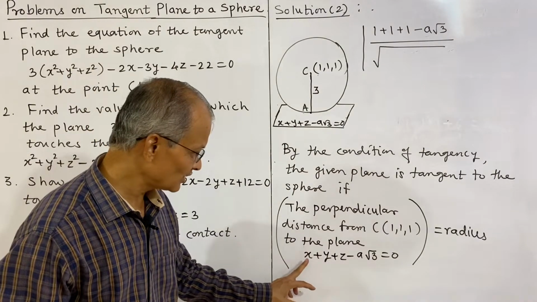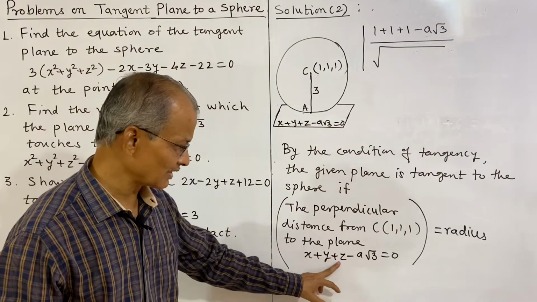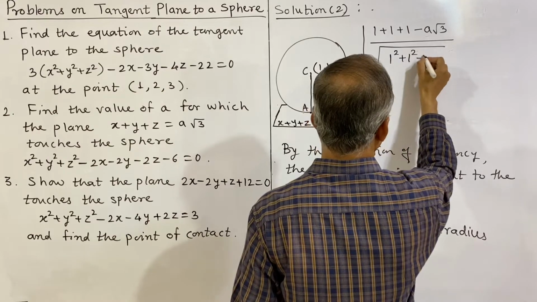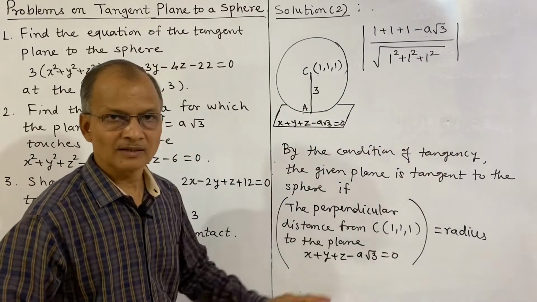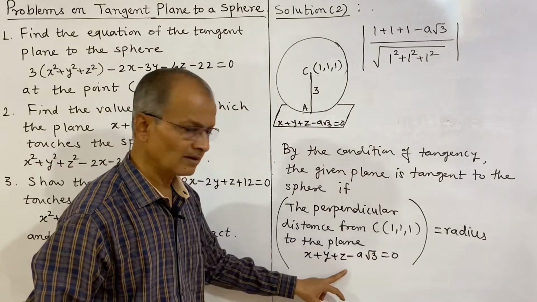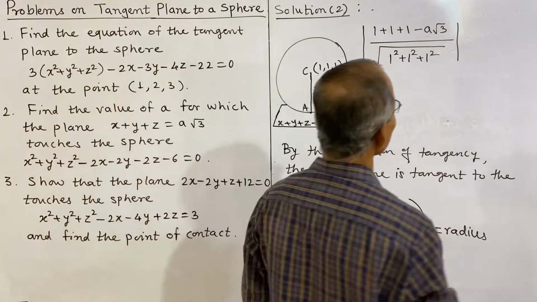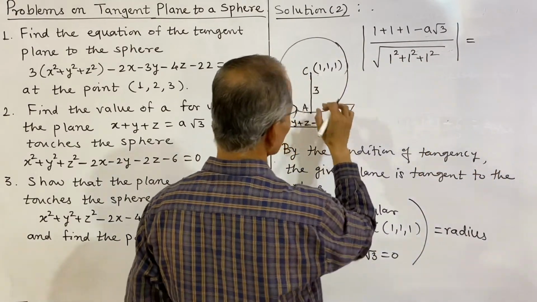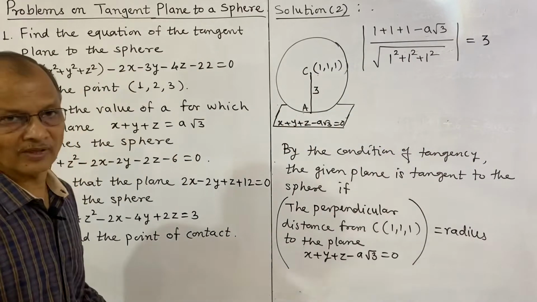So what are the coefficients of x, y, z? These are 1 only. So 1 square plus 1 square plus 1 square. So this is the formula for distance between the point and the plane. We have studied it in the first chapter, and this is equal to the radius. We have already obtained the radius, that is 3, and we shall solve this to get the value of a.